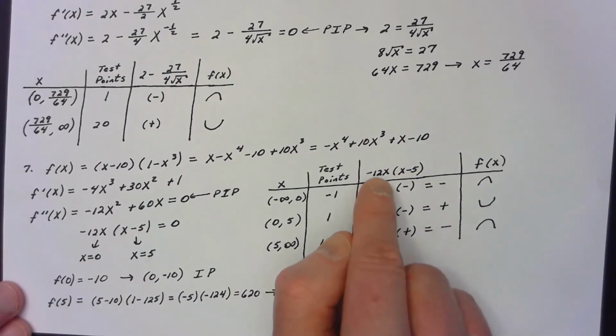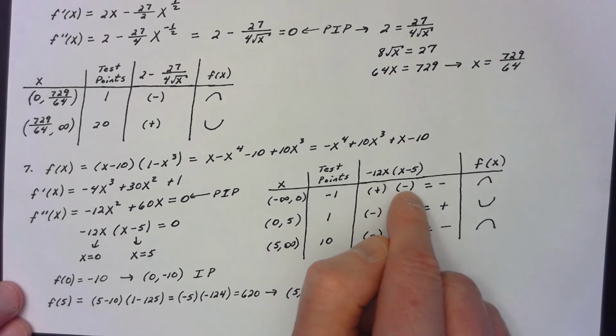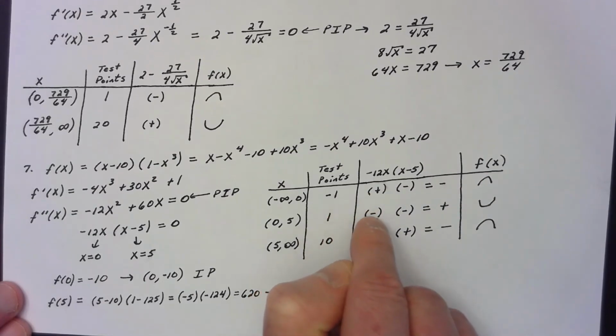I already know that when I plug a negative 1 in, negative 12x is going to be positive. X minus 5 is going to be negative. It would be a negative 6. A positive times a negative is a negative. I know my function's concave down in that region.